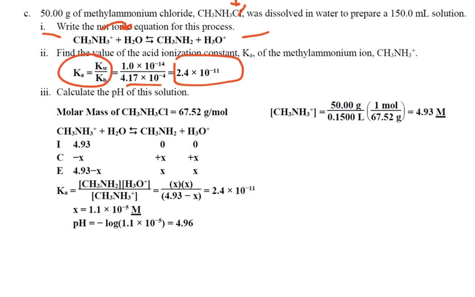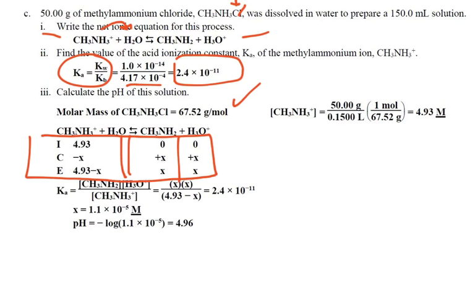So now we get to an ICE box problem, except we have one little thing, and that is in our ICE box, we have to get that concentration of the initial stuff, the ammonium, the 4.93, and that has to come from doing some old stoichiometry. You have to add together the chlorine and the nitrogen and the carbon and the 6 hydrogens, and we get 67.52. We have 50 grams. We use the molar mass to turn that to moles, divide by 0.15 liters, which we get from the 150 milliliters. All that is done just so we can get that initial value of the 4.93 molar.